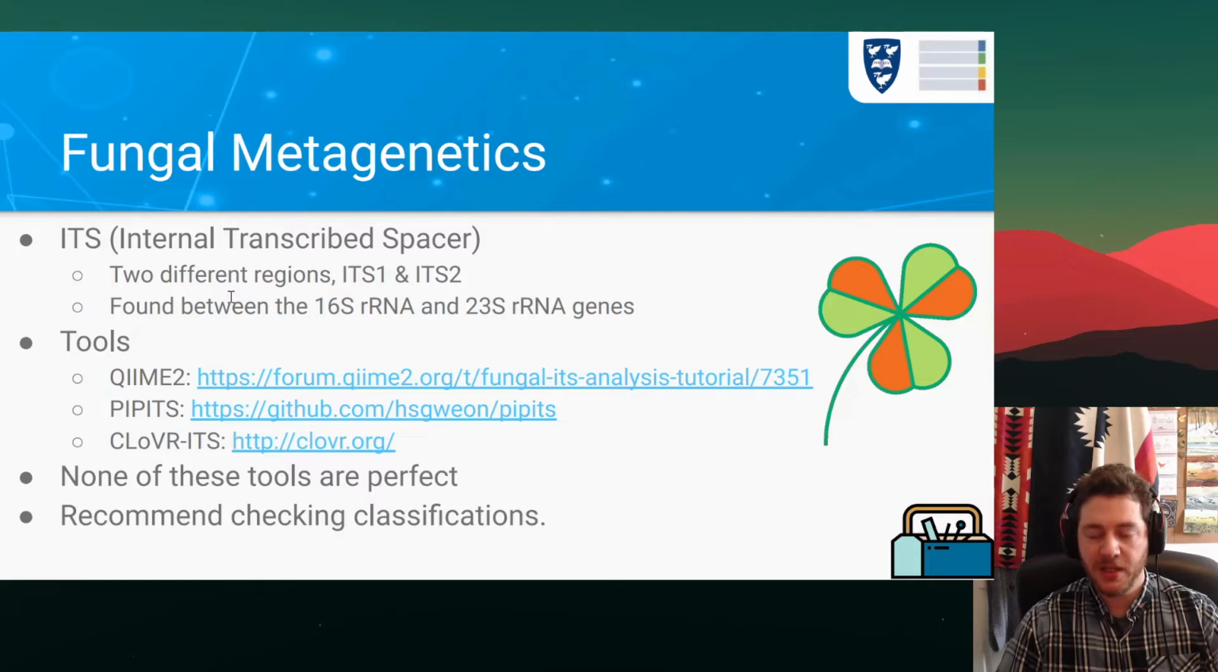But if you're specifically looking at fungi, you might want to use the ITS, the internal transcribed spacer. There's two different regions, ITS1 and ITS2. It's found between the 16S rRNA and the 23S rRNA. And various tools you can use to analyze it are QIIME2, PIPITS, and CloVR-ITS. None of the tools are perfect, and I would definitely recommend checking your classifications at the end of it.